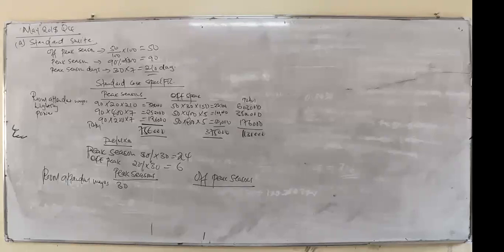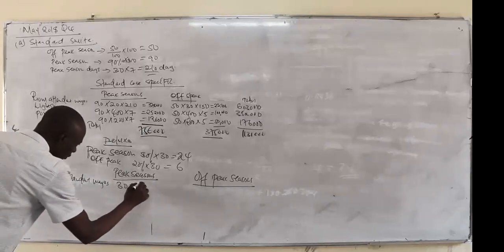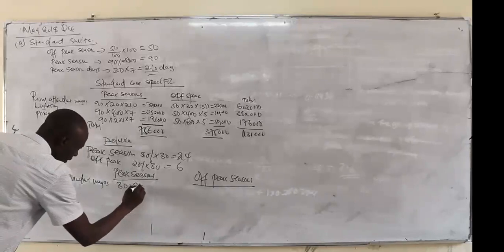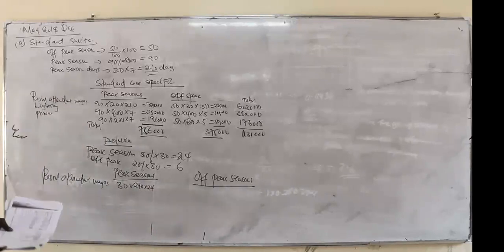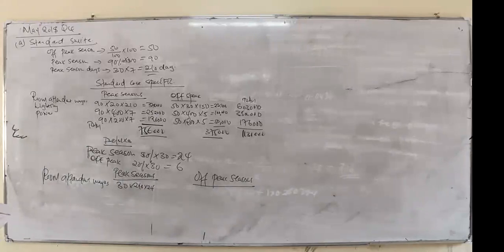The wage per day is 30 shillings. The number of days will still be 210. Times 210. 210 here times 24. Yes. Why 45?